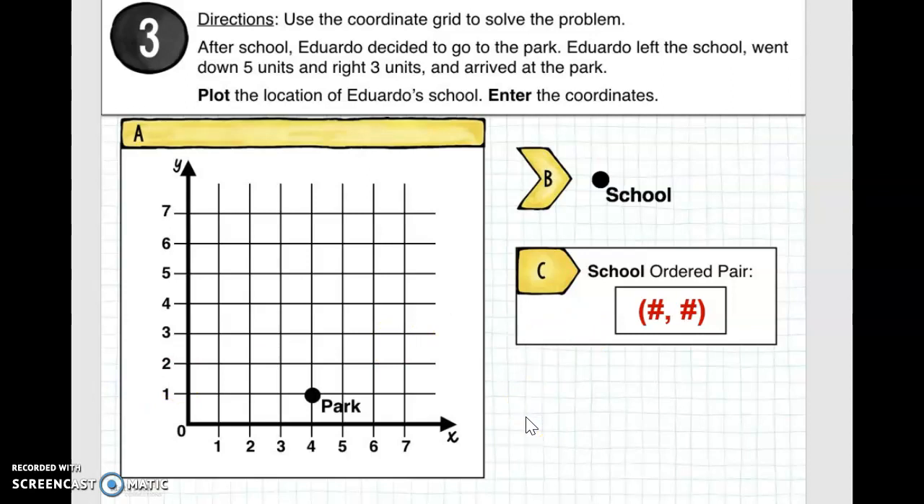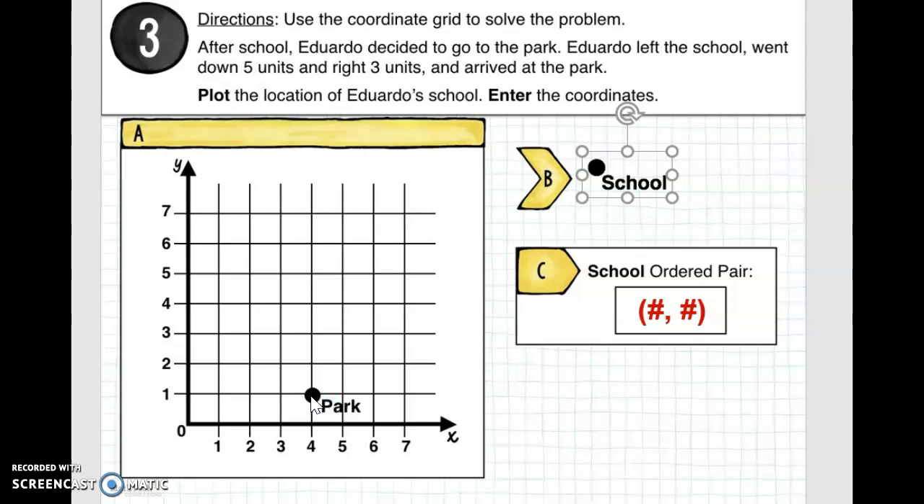So this one says, after school, Eduardo decided to go to the park. He left the school, went down 5 units and right 3 units and arrived at the park. Plot the location of Eduardo's school and enter the coordinates. So you guys would grab this and you would figure out where that goes. So because the point we have is the park, we actually have to work backwards on this one. So he left school, went down 5 and right 3. So we're going to do that in reverse.